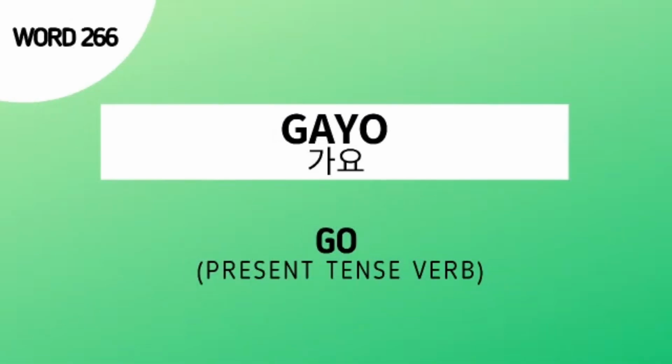This is the present tense form of gada. The root verb gada means to go. So when gada is transformed into its present tense form, the da part is replaced with yo. So it becomes gayo. Again, gayo means go.